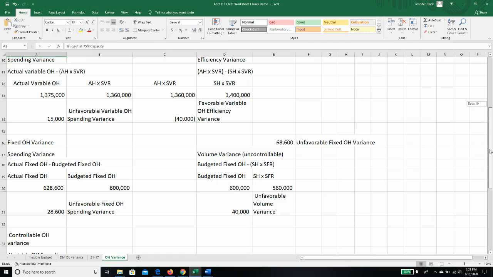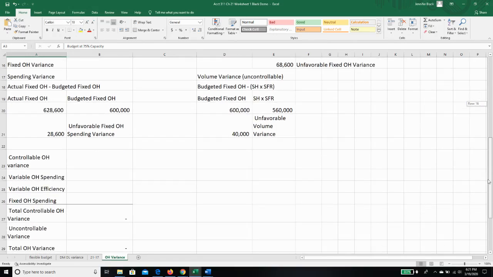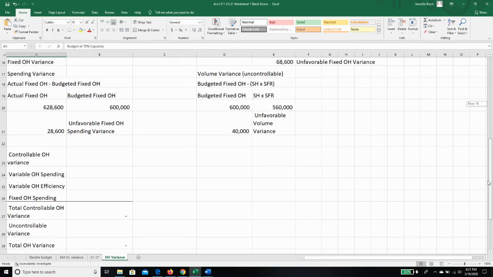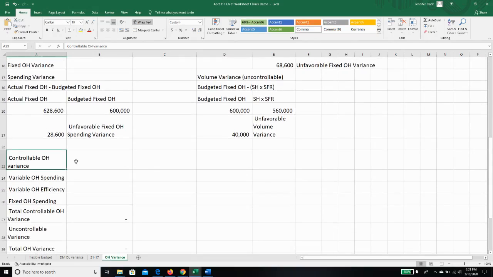All right, so the last thing I want to do is, when we're looking at fixed overhead, we look at our controllable overhead variance. That's the part that we can go talk to the plant manager and say, hey, something went wrong, you can go fix this, versus our uncontrollable, which is we decided to make a different number of units than the fixed overhead allocation rate was calculated on.